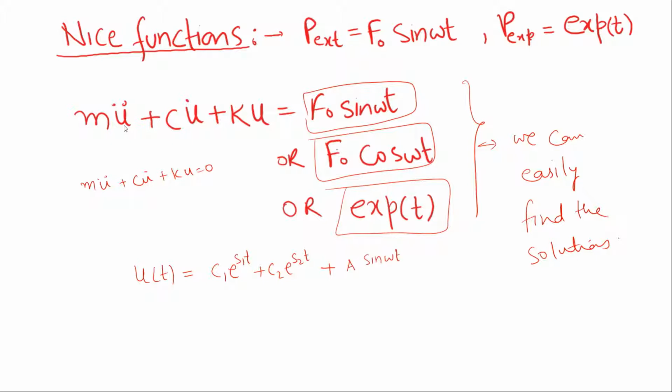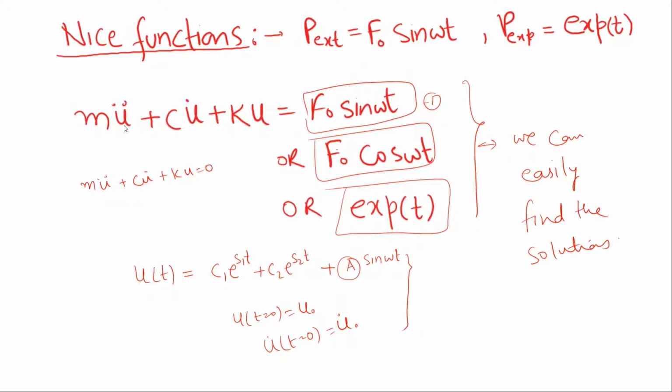We assumed a function such as A sine omega t, and we got the value of A by substituting in equation 1. We found c1 and c2 by providing the initial conditions, u at t equals 0 is u naught and u dot at t equals 0 is u dot naught. We found these solutions and plotted them easily in MATLAB.